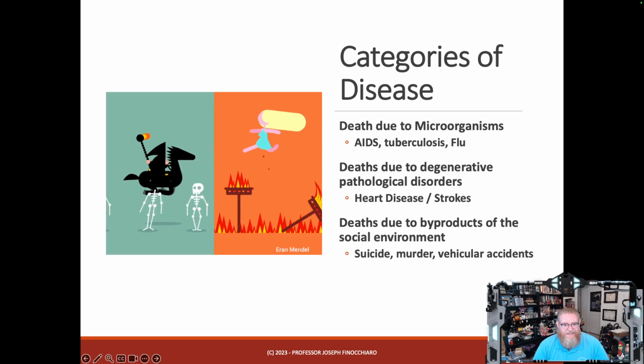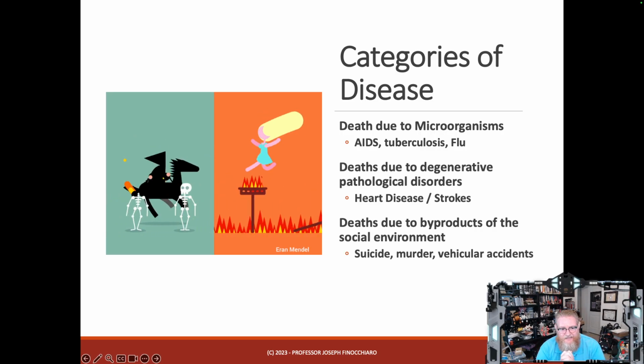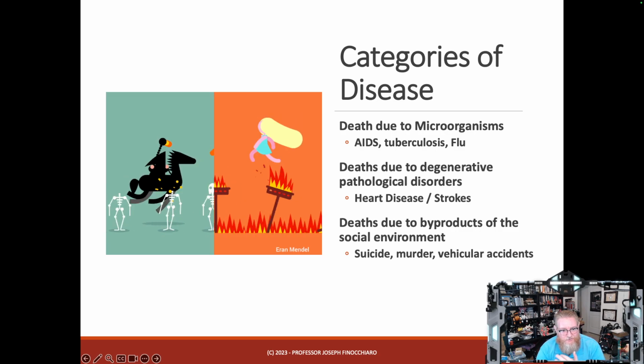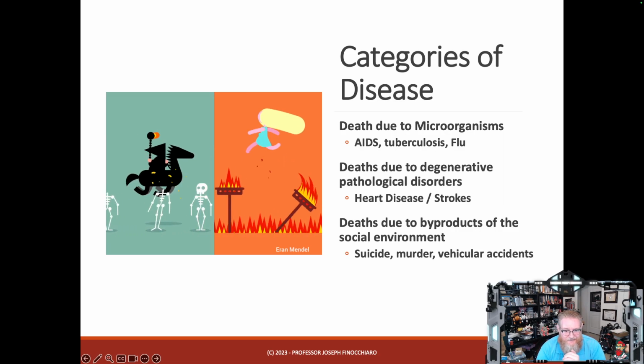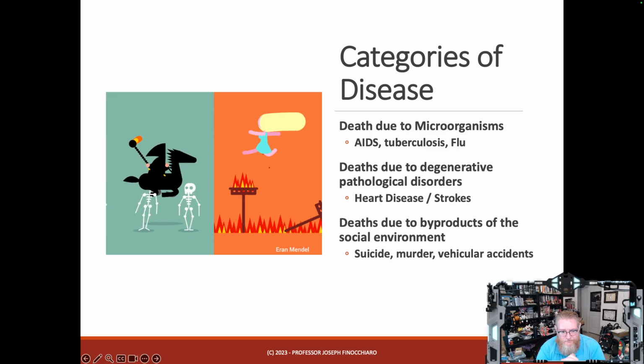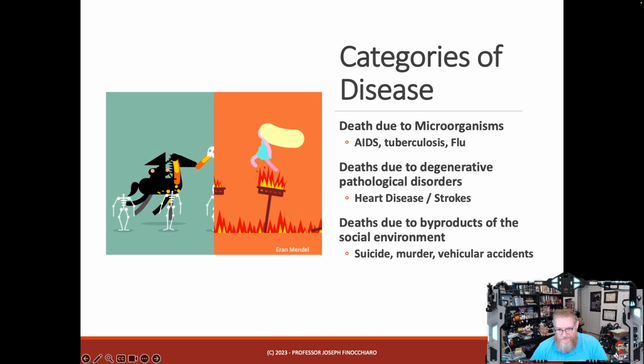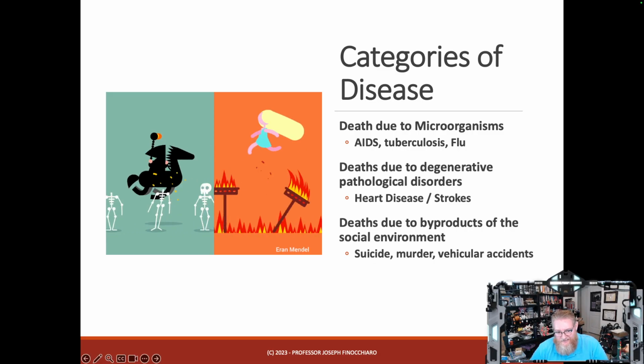So when we look at categories of disease, we have deaths due to microorganisms, and some examples of that: AIDS, tuberculosis, flu; deaths due to degenerative pathological disorders such as heart disease or stroke; and deaths due to byproducts of the social environment: suicide, murder, and vehicular accidents.